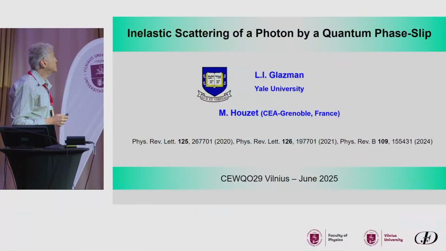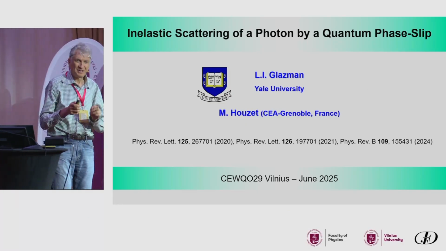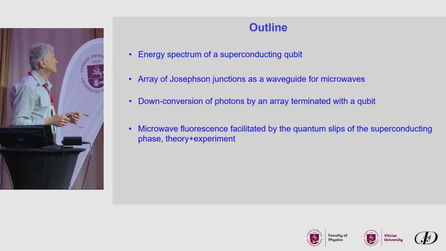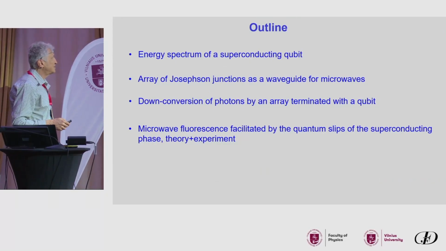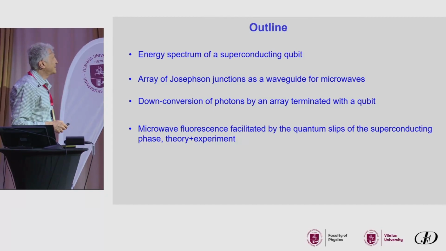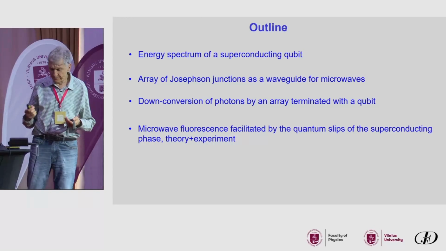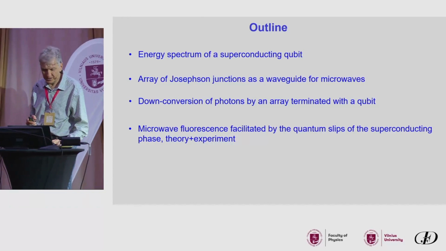I'll be talking about inelastic scattering of a photon by phase slips in a small superconductor. And here's the outline. I'll first introduce a superconducting qubit, the transmon. And then I'll discuss how a Josephson junction array can be used as a waveguide for microwave photons.